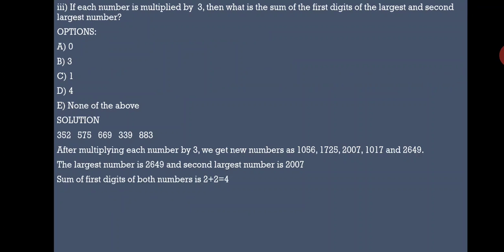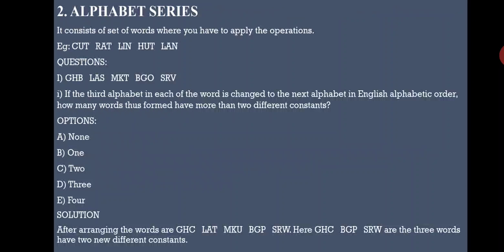The next question is, if each number is multiplied by 3, then what is the sum of the first digit of the largest and second largest number? The options are A 0, B 3, C 1, D 4 and none of the above. Solution. The given series is 352, 575, 669, 339 and 883. After multiplying each number by 3, the new number series will be formed as given. The largest number is 2649 and the second largest number is 2007. The sum of the first digits of both numbers, right? 2649's first digit is 2 and 2007's first digit is 2. So the sum of the two is 2 plus 2, which gives 4.